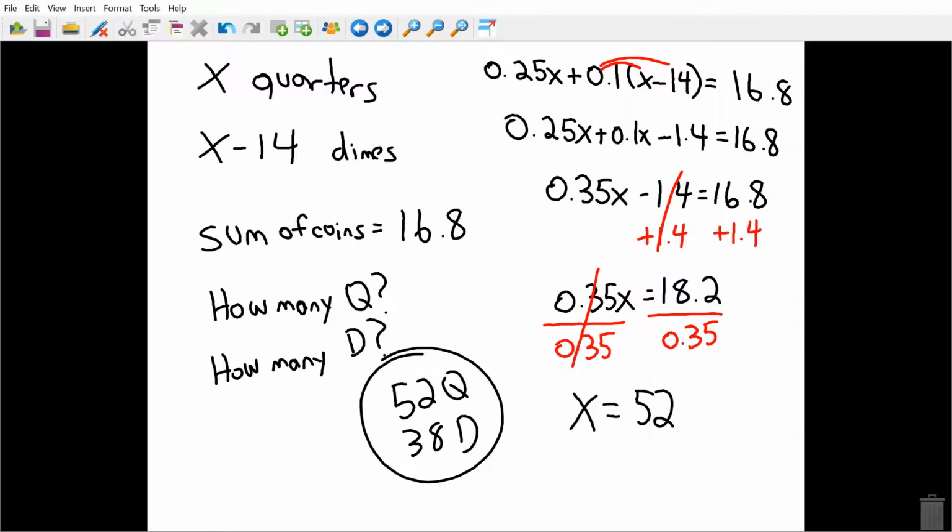0.35x minus 1.4 equals 16.8. We'll add 1.4 to both sides. 0.35x equals 18.2. Divide both sides by 0.35. We get x equals 52. Next question.